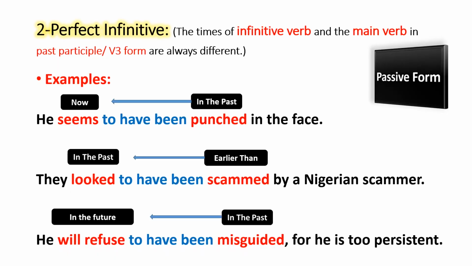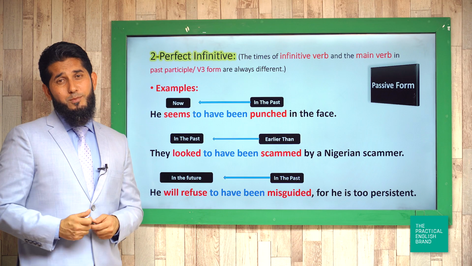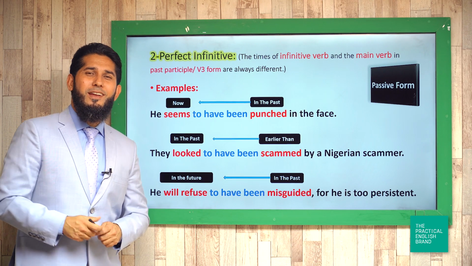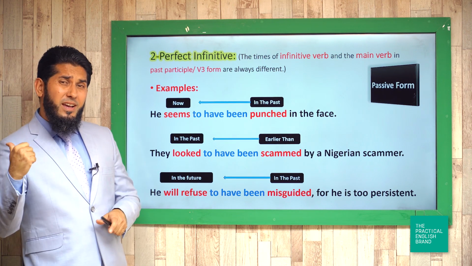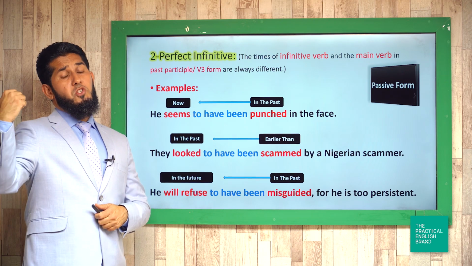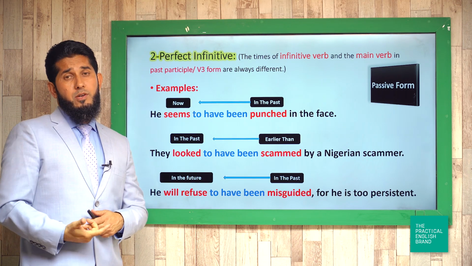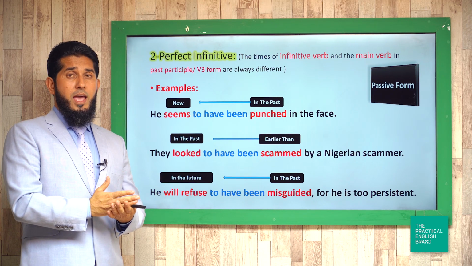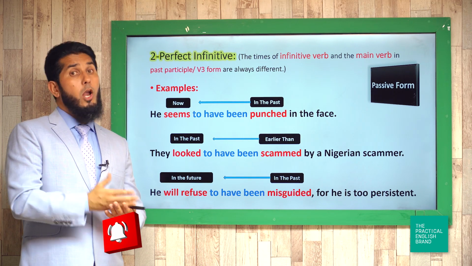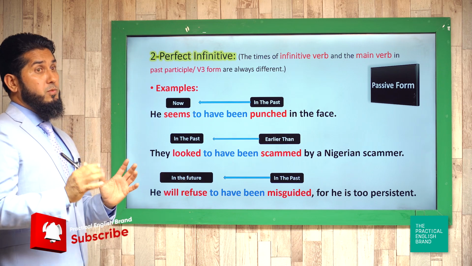Now look at the second example. They look to have been scammed by a Nigerian scammer. Because everybody knows there are a lot of scammers in Nigeria. So they looked in the past that they had been scammed by a Nigerian scammer. So we talk about something that happened before something else, like earlier than that. So that's the concept over here.